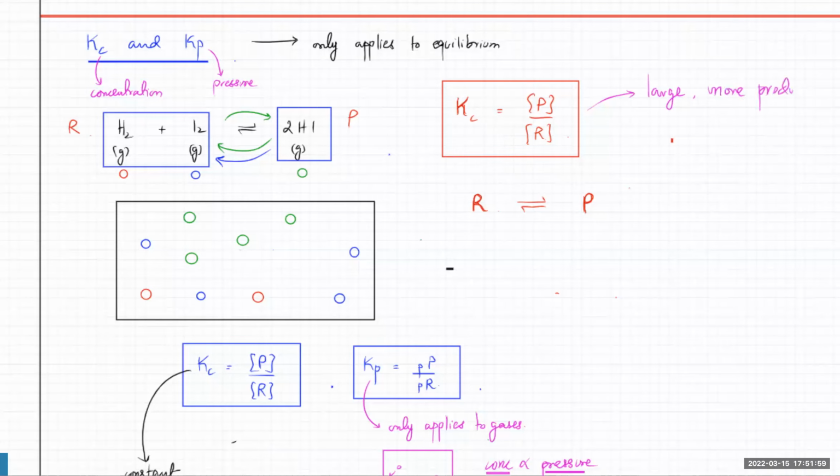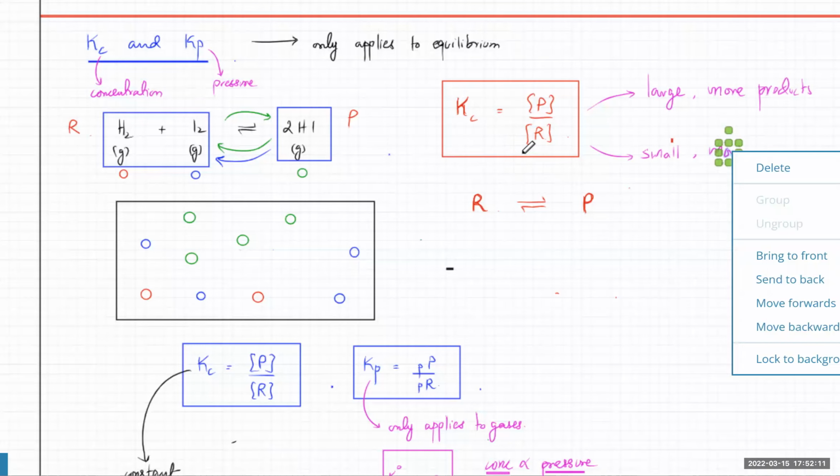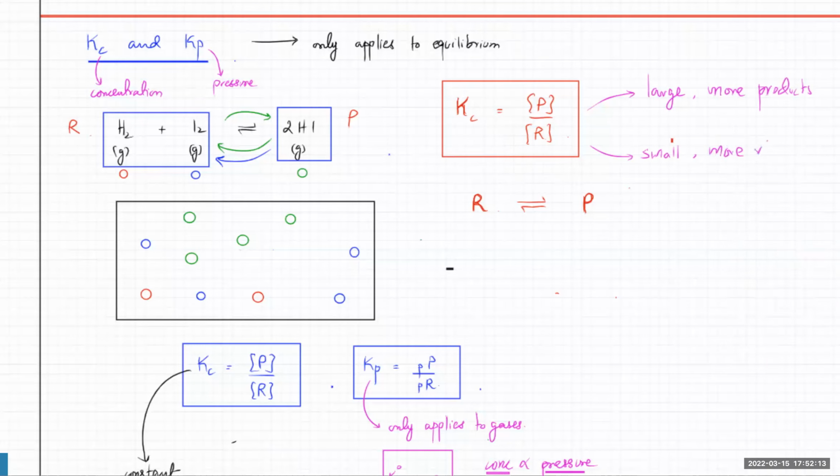Yes. And vice versa, if Kc is small, then the reactants will be more. So in that case you'll have more reactants, right? So this is pretty vital information that you'll get about this container. Remember, the equilibrium position could be anywhere. It could be favoring the products, it could be favoring the reactants.